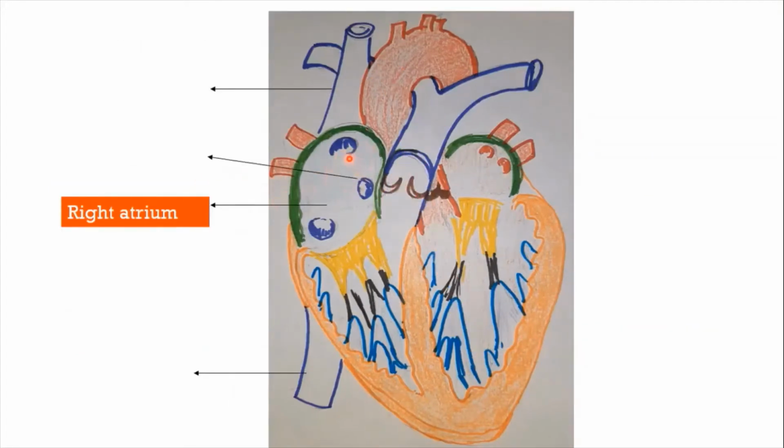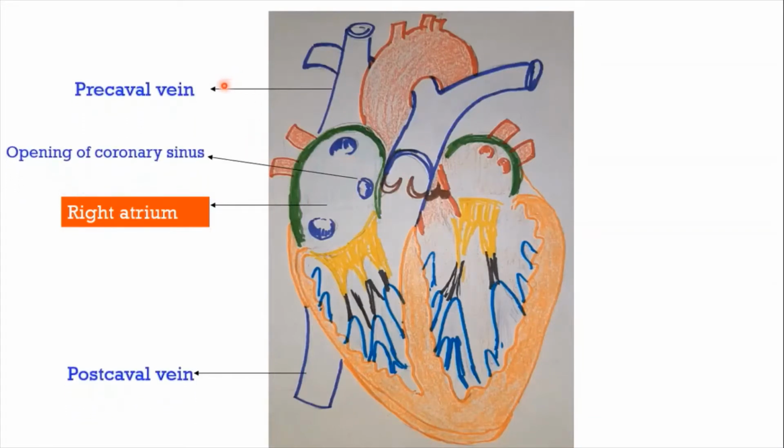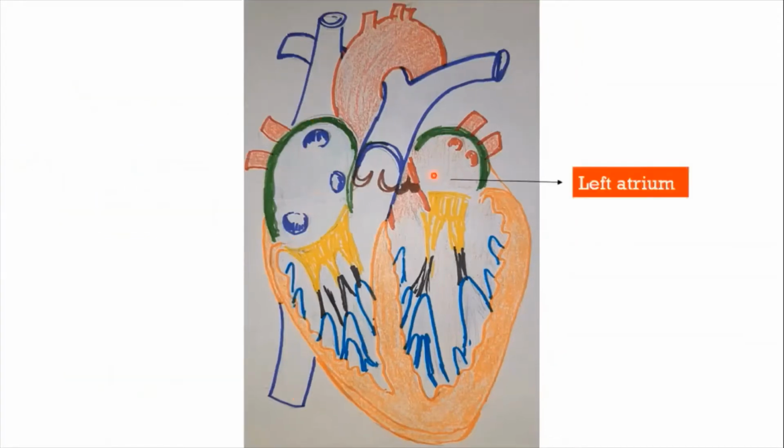This is the right atrium. It receives blood through the precaval vein, collecting blood from anterior regions of the body, the postcaval vein, which collects blood from posterior parts of the body, and the coronary sinus, collecting from the myocardium of the heart. These three major veins drain the deoxygenated blood into the right atrium.